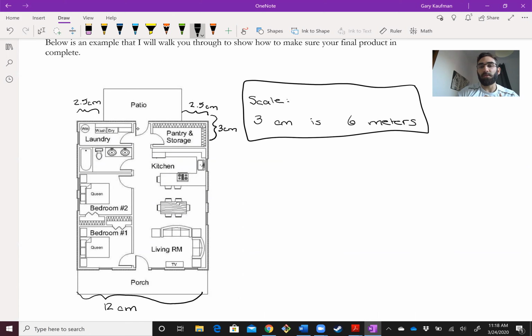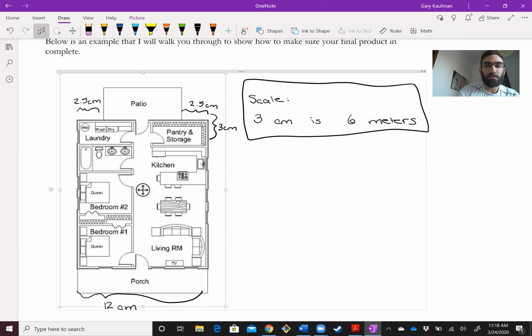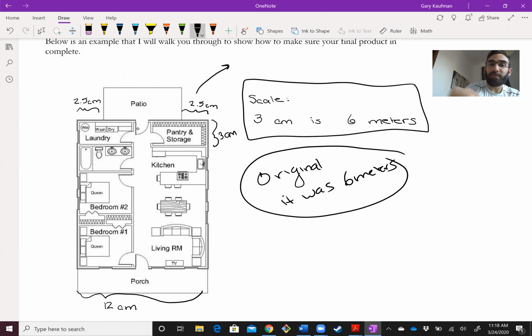So I'm saying 3 centimeters is 6 meters. So all of a sudden, if all of us, I see, ooh, this is not marked correctly. It's hard to see because of how it was marked. This right here was 3 centimeters. Well, that means in the original, it was 6 meters. So that was easy. Doing this 2.5 might take a little bit more work. You're going to be creating this blueprint with all these dimensions.